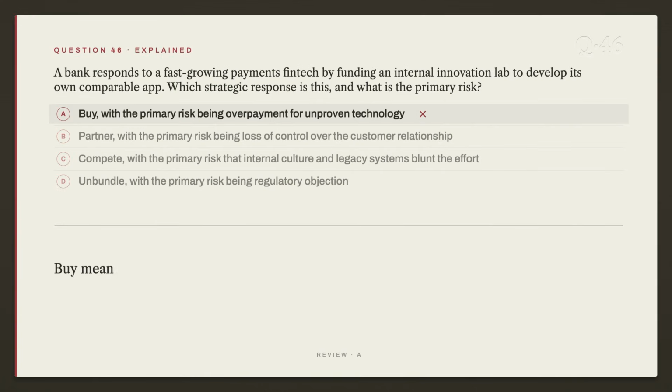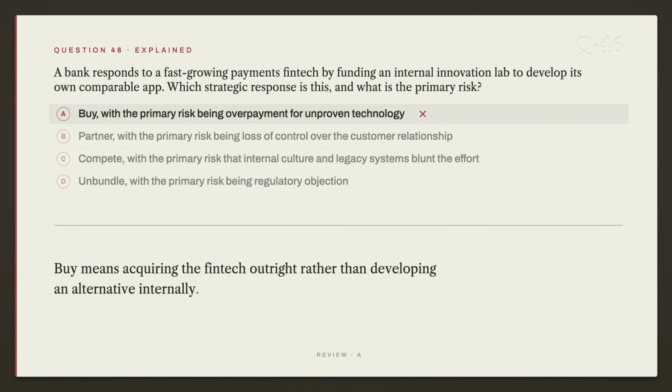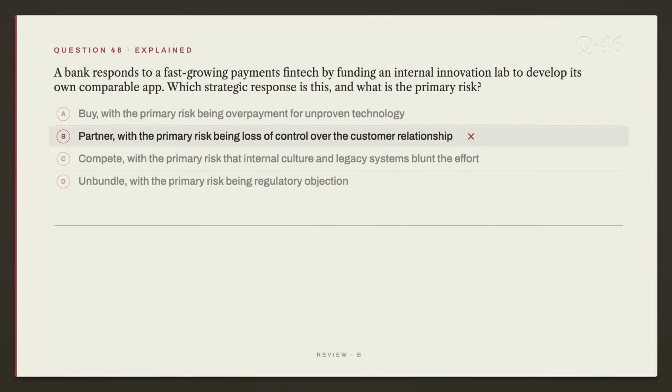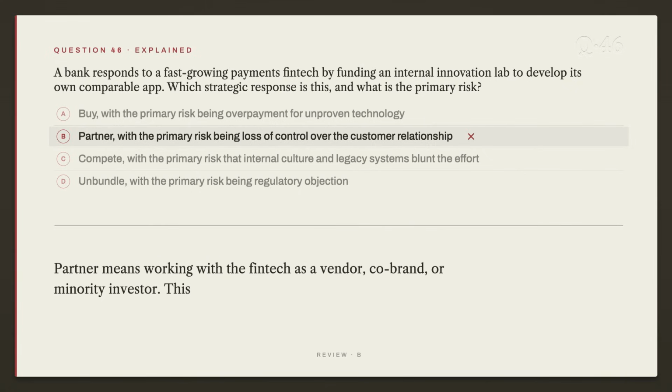A is wrong because buy means acquiring the fintech outright rather than developing an alternative internally. Nothing is being purchased in this scenario. B is wrong because partner means working with the fintech as a vendor, co-brand, or minority investor. This bank is deliberately working around the fintech rather than with it.